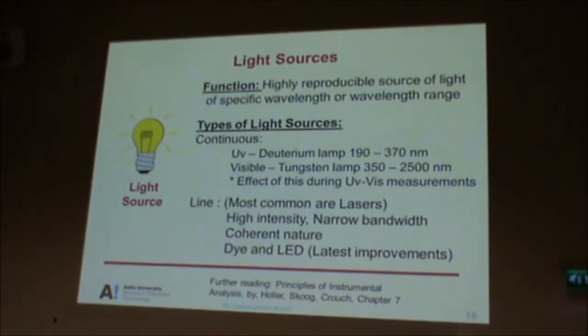For example, the continuous wave sources are generally very cheap, and they can produce a broad range of wavelengths. So you can analyze a broad range of molecular vibrations. On the other hand, a line spectrum produces one specific wavelength. Usually it's very high intensity and has a narrow bandwidth. The most common source is a laser. The advantage of this is that every photon produced is in phase, so they all are in phase with each other.